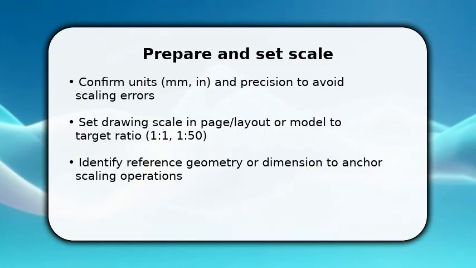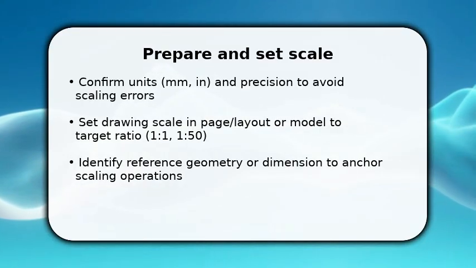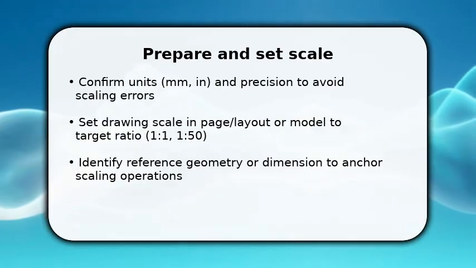This prevents drift. Make sure snapping and object snaps are active so you pick exact endpoints. This first step removes ambiguity and readies the model for precise scaling.